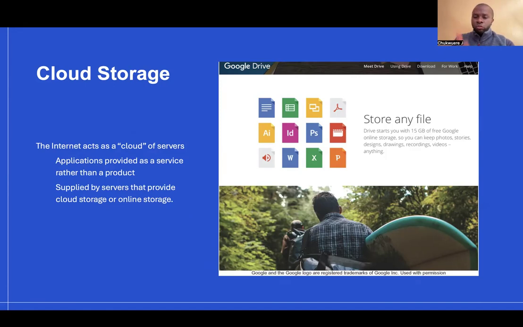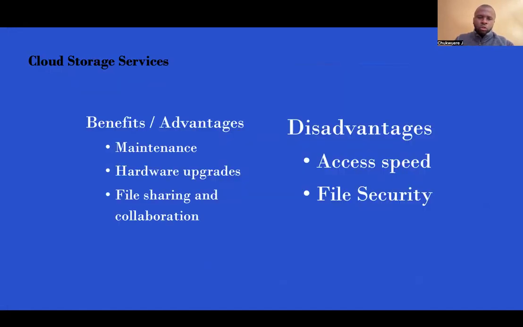You can have access to it on your phone, on your laptop, on your desktop, and any other device that is connected to what? To the internet. You don't need to move your physical device around to have access to your document or your file. And here is the detailed part of the benefits, advantages, and disadvantages, right?